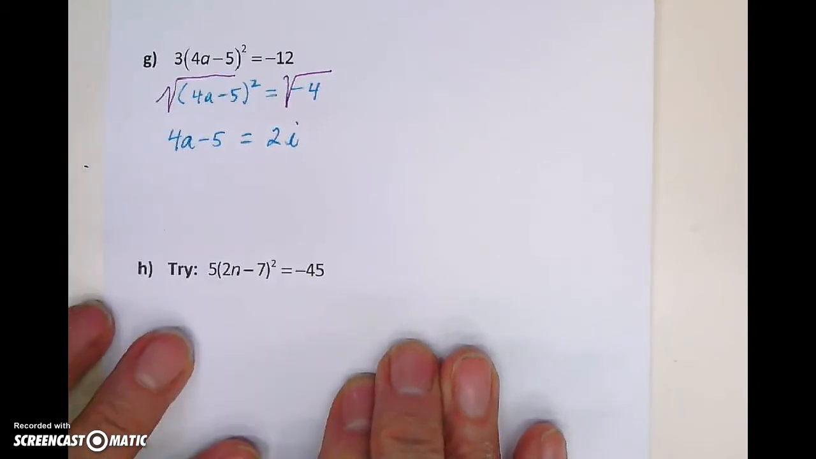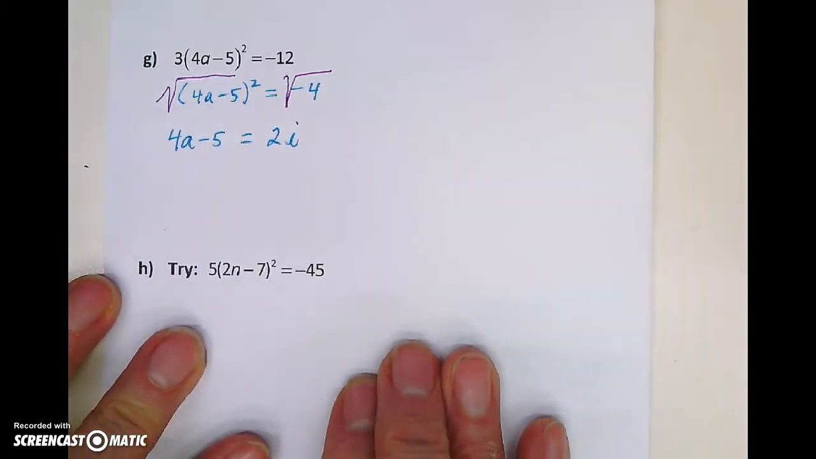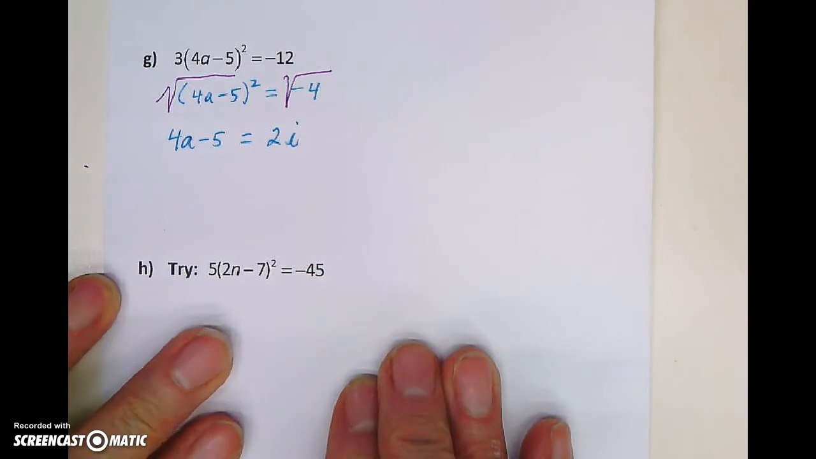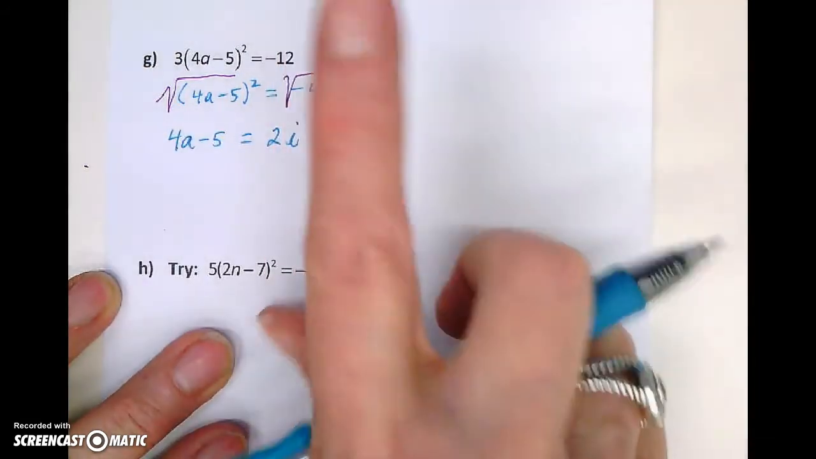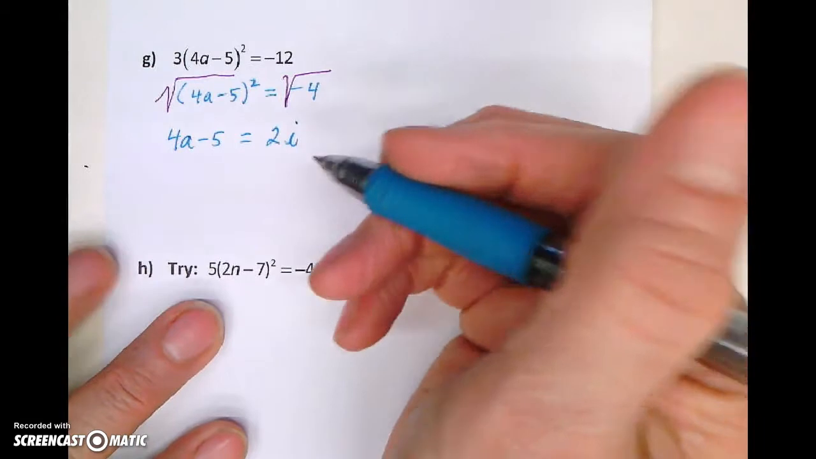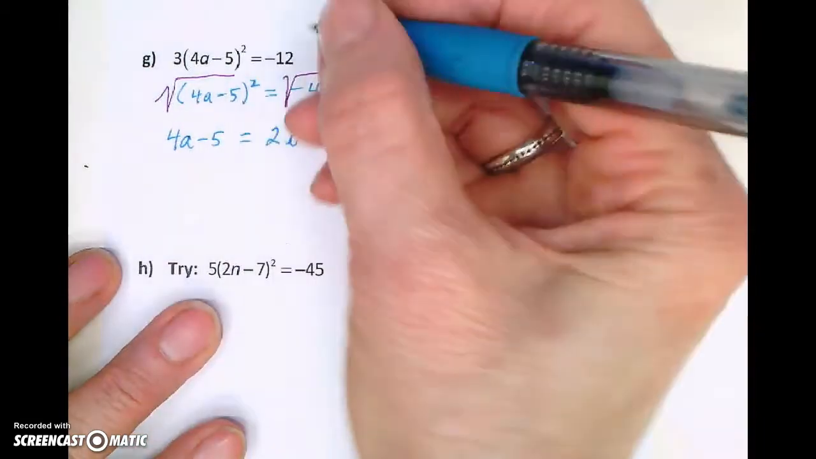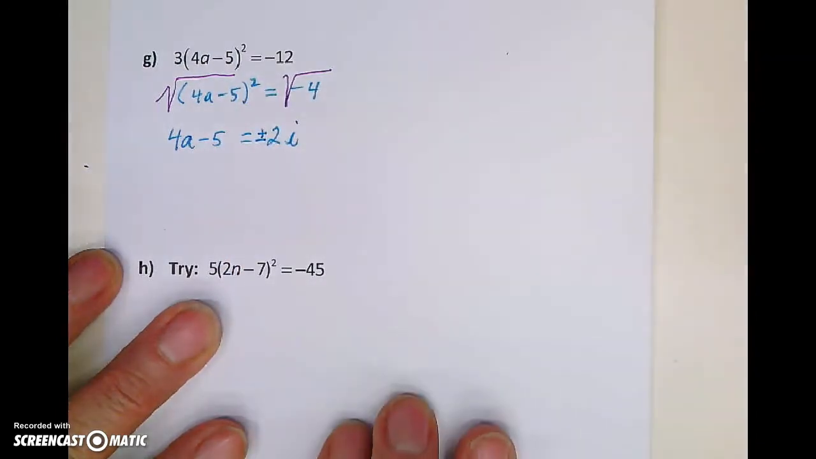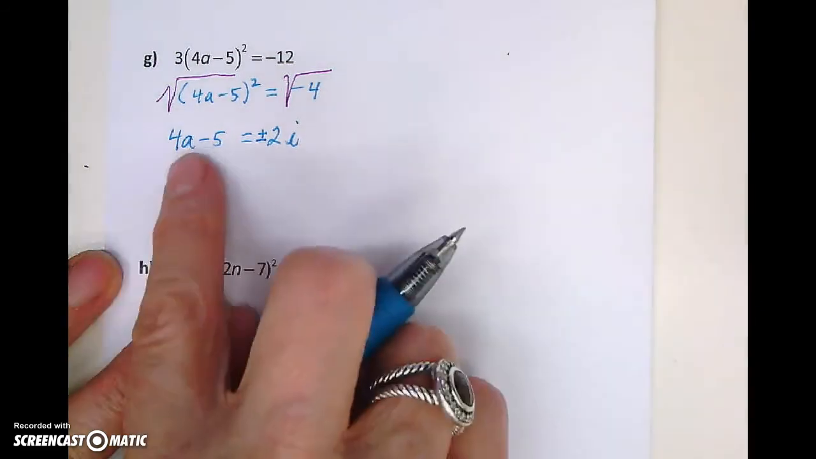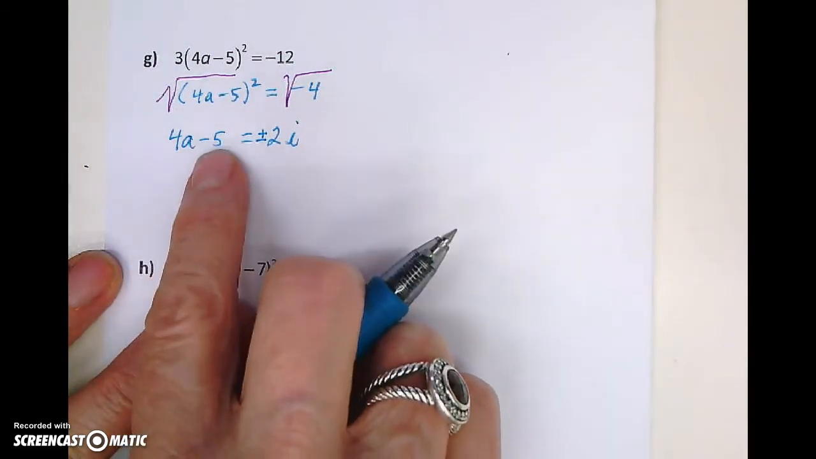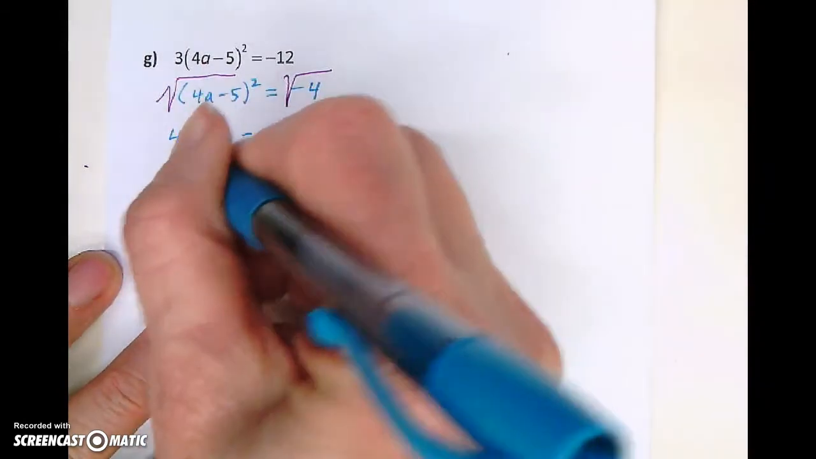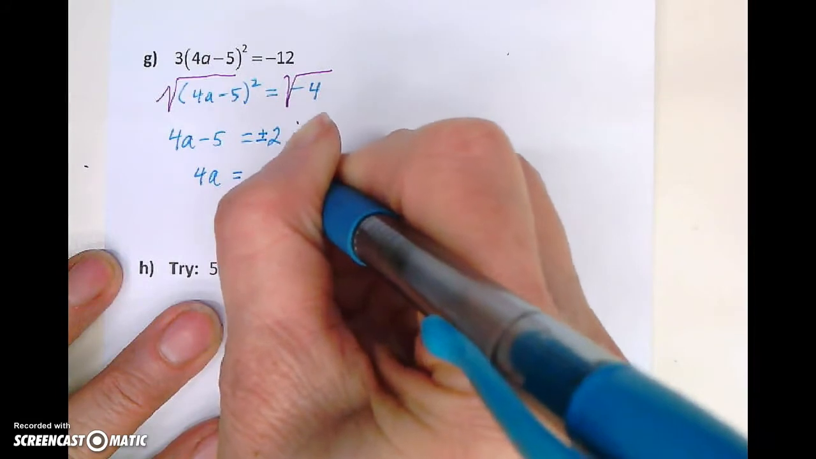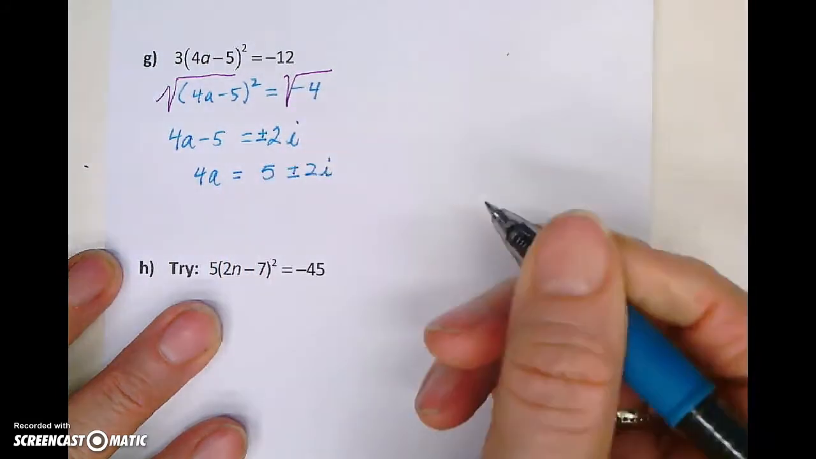So you notice we're getting all kinds of answers now, not just simple little 5s and 6s. We're getting imaginary, radical answers, and so on. So now I need to, oh, and what did I forget? Yes, you're right. I forgot that plus or minus. So I need to put the plus or minus there. All right, so now I want to finish. I need to solve for a. The first thing I want to do is move my 5 over. So 4a is going to be equal to 5 plus or minus 2i.